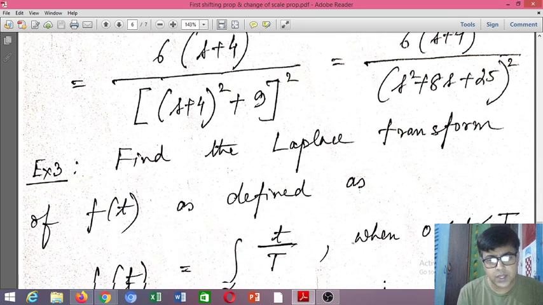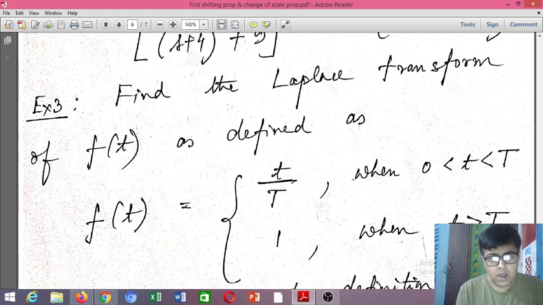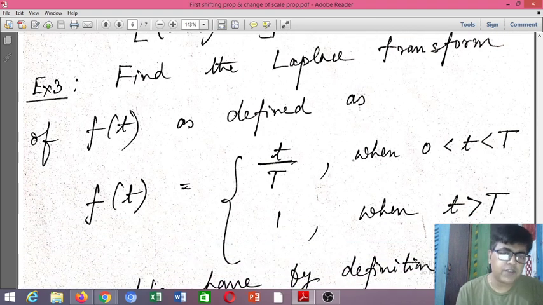The third example is: find the Laplace transform of f(t), defined as f(t) equal to t by capital T when small t varies from 0 to capital T, and is equal to 1, that means a constant function, when t is greater than capital T.